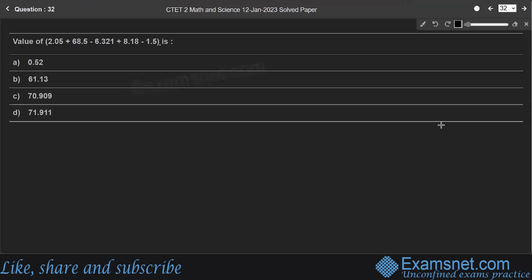Question 32. Value of 2.05 plus 68.5 minus 6.321 plus 8.18 minus 1.5. Simple calculation. Here, let us club the terms to be added and terms to be subtracted separately. So 2.05 plus 68.5 plus 8.18, these three terms to be added, and the remaining two terms to be subtracted, so 6.321 minus 1.5.